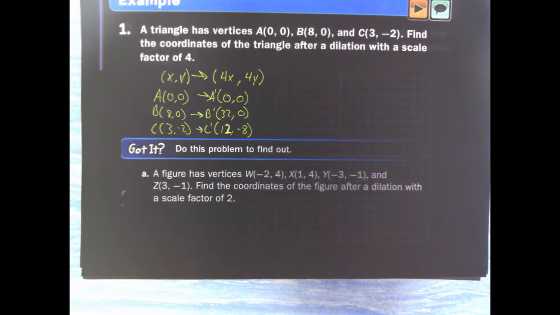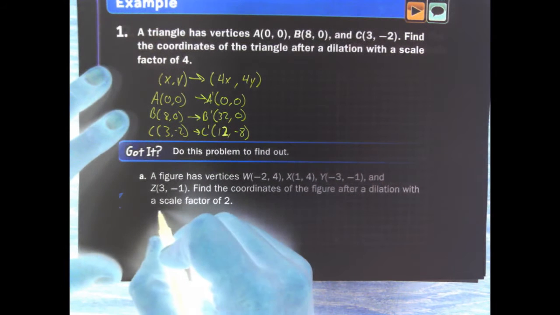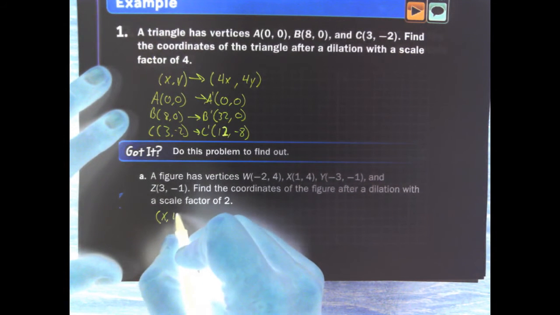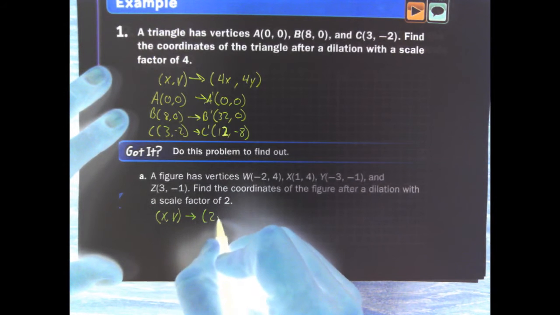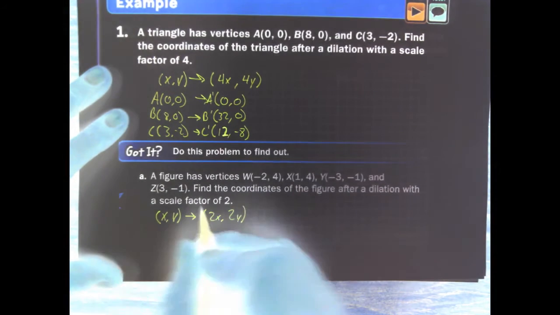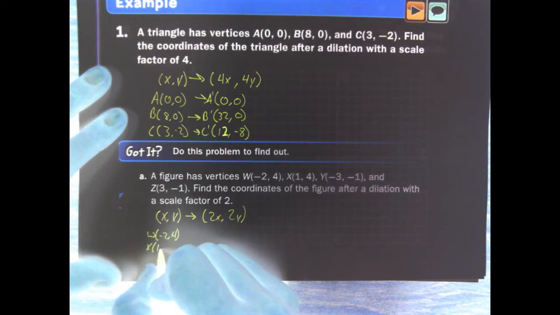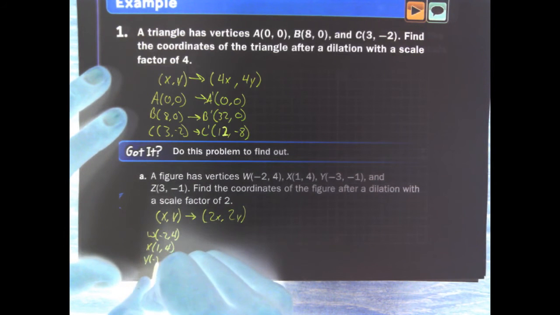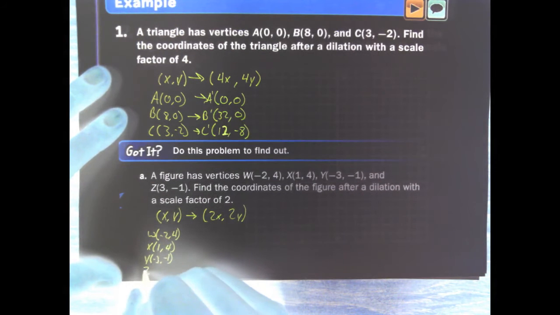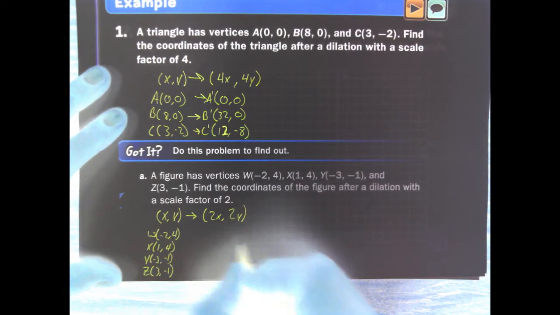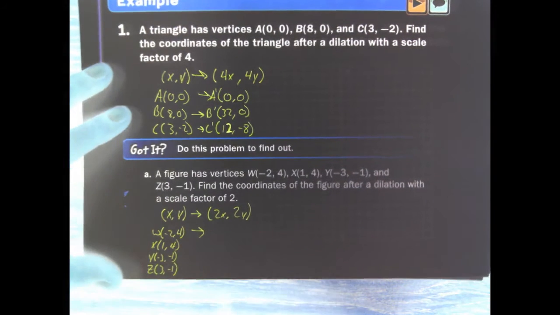So you should have tried A on your own. It says a figure has vertices W, X, Y, and Z. Find the coordinates of the figure after a dilation with a scale factor of 2. Okay, so again, scale factor 2, so my transformation would be (x, y) turns into (2x, 2y). All right, so W is (-2, 4). X is (1, 4). Y is (-3, -1). And Z is (3, -1). So I'm going to basically multiply all my coordinates by 2.